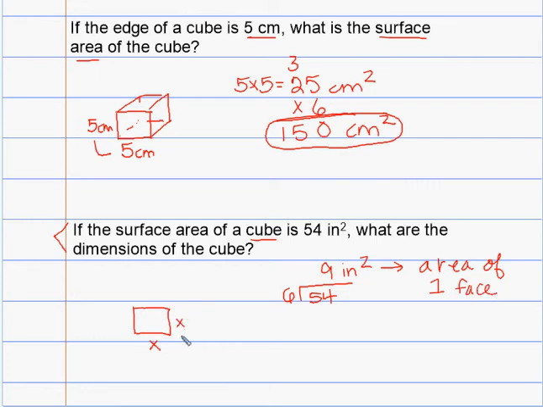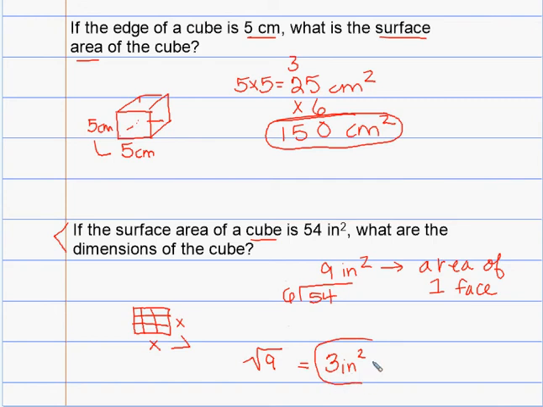Okay, so now we're looking at what number times itself gives us 9. So what is the square root of 9? Because that's what we're doing, right? We're finding the area, so we're finding 9 little squares. What numbers go on the outside of the square then? Square root of 9 would be 3. So the dimensions of the cube would be 3 inches.